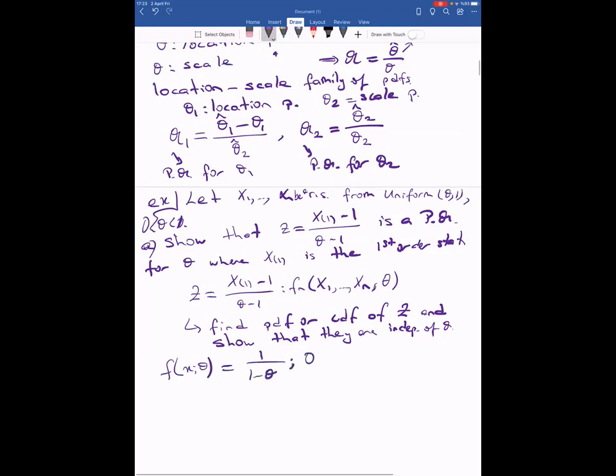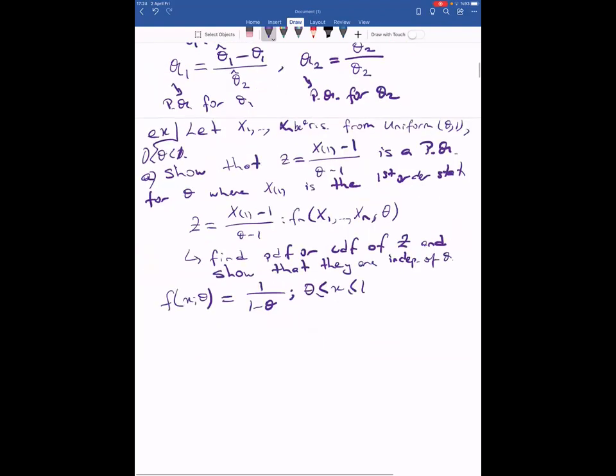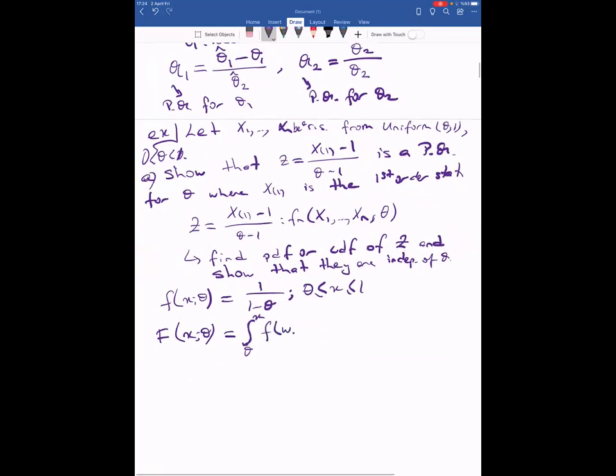It is 1 over 1 minus theta, for x between theta and 1. You can put an equality or not, it doesn't matter. Now find the CDF by integrating from theta to x. Make sure the upper boundary of your integral is x, not 1. Otherwise you will get 1 as the solution, which just proves that this is a PDF. If you are getting 1 as the CDF, your upper bound is the upper bound of the random variable, not x. So be careful about that. This is the CDF formula.